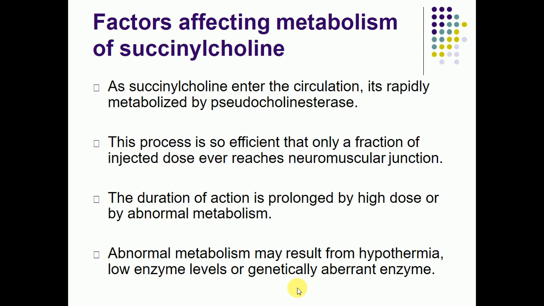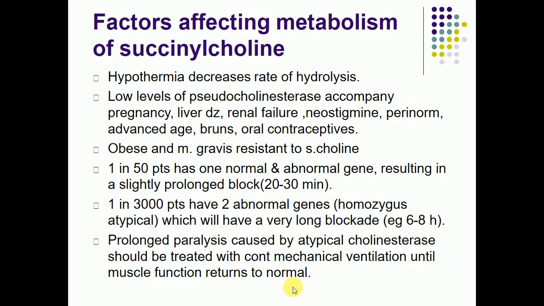The abnormal metabolism may result from hypothermia, low enzyme level and genetically aberrant enzymes. Now these are other contributing factors which can affect the metabolism of succinylcholine. Hypothermia can decrease the rate of hydrolysis. A low level of pseudocholinesterase accompanies pregnancy, liver dysfunction, renal failure, neostigmine, advanced age, burns and oral contraceptives.